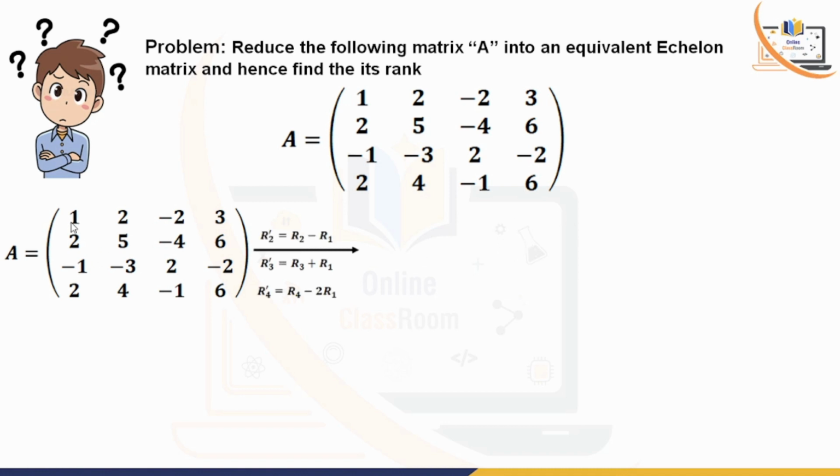Look, the first element is 1 in this position. Our target is to create 0 in this position and this position using the first element. That means if I multiply the first row by 2 and subtract from this particular row, that will create 0 in this position. To create 0 in this position, we need to add the first row and third row. That will create 0 in this position. That's why R3 plus R1, and the previous one is R2 minus R1.